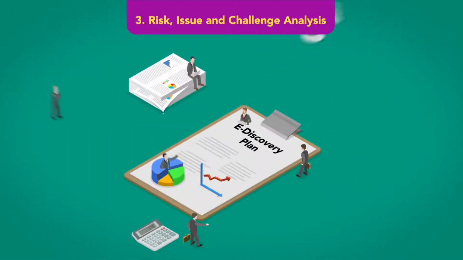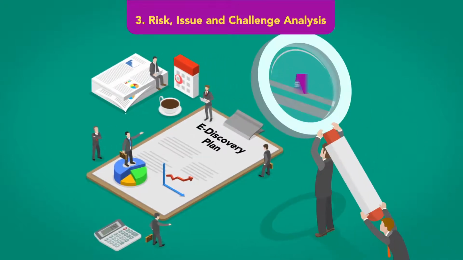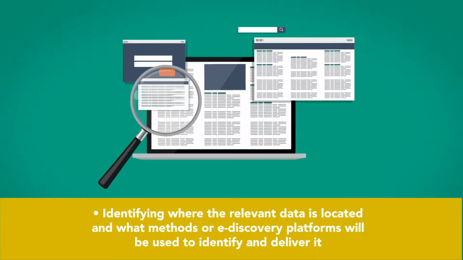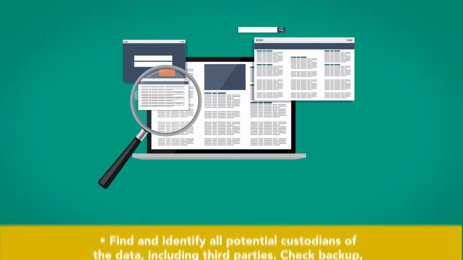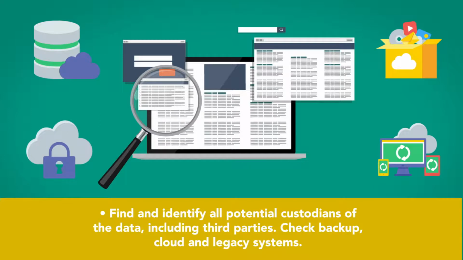3. Risk, issue, and challenge analysis. Before doing anything, the litigation response team must engage in an overview analysis of the entire eDiscovery plan. This analysis includes the following items, although this is far from a complete list. Identify where the relevant data is located and what methods or eDiscovery platforms will be used to identify and deliver it. Find and identify all potential custodians of the data, including third parties. Check backup, cloud, and legacy systems.